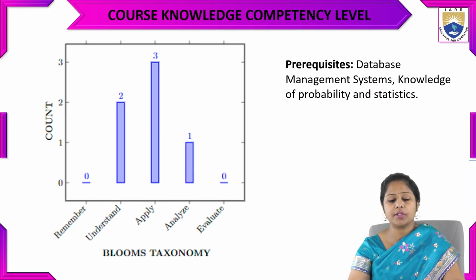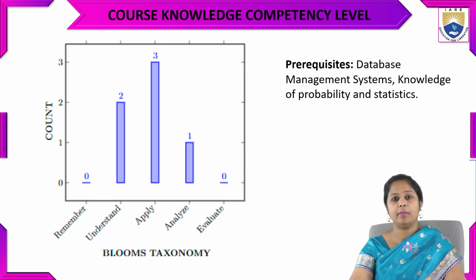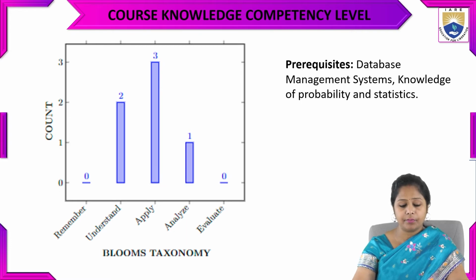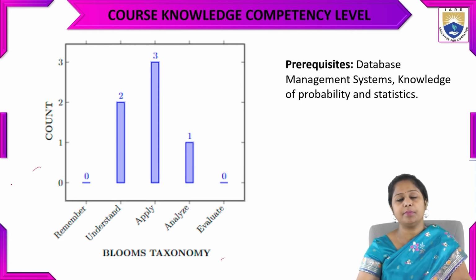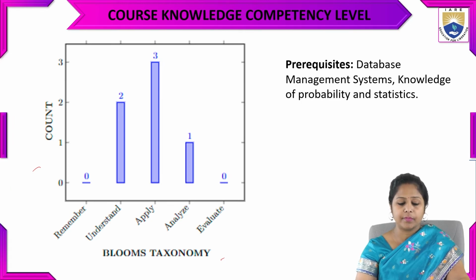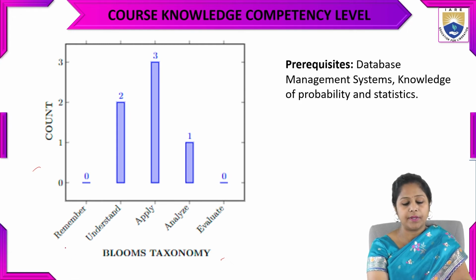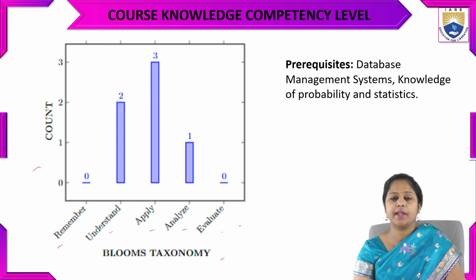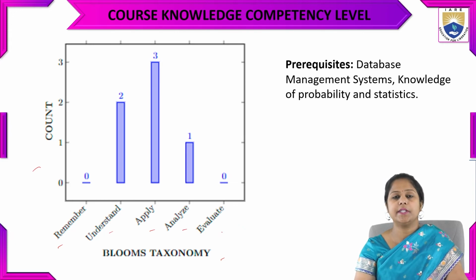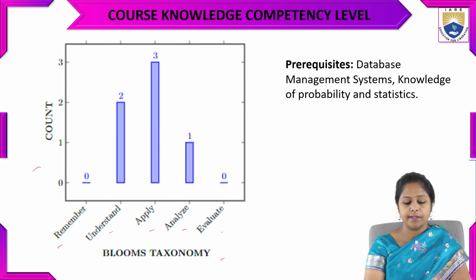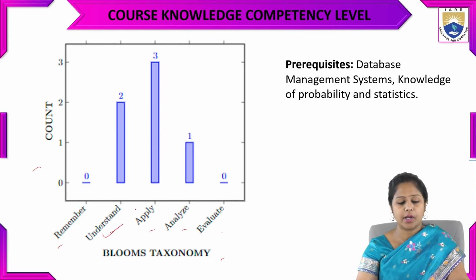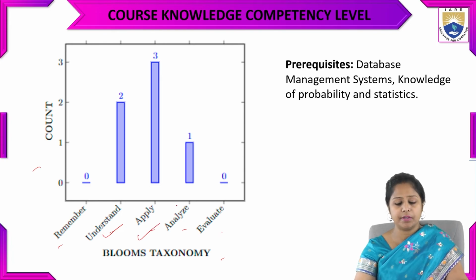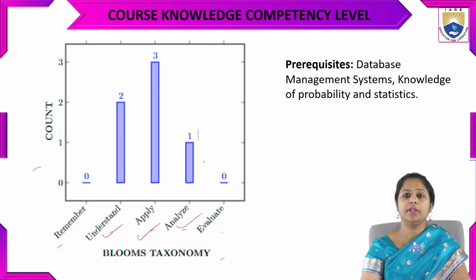So here the course knowledge competency level of data warehousing and data mining, we can see in this figure, there is the Bloom taxonomy and there is a count of these Bloom taxonomy levels. So here we can see remember, understand, apply, analyze, and evaluate. But in our course, data warehousing and data mining, we are going to achieve the Bloom taxonomy levels: understand, with a count of 2, apply, with a count of 3, and analyze, which the student is going to achieve in 1 count.